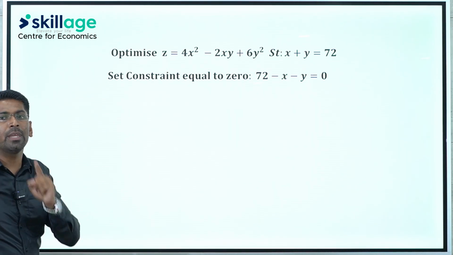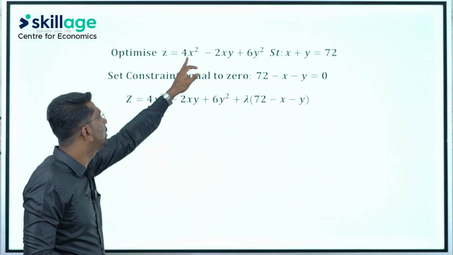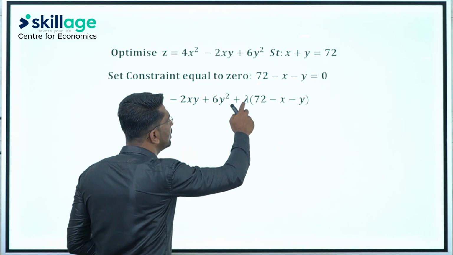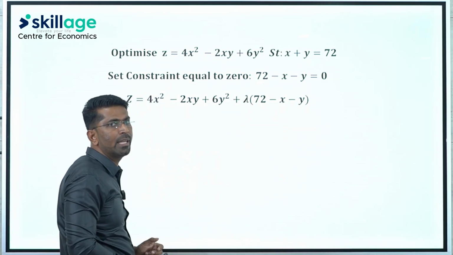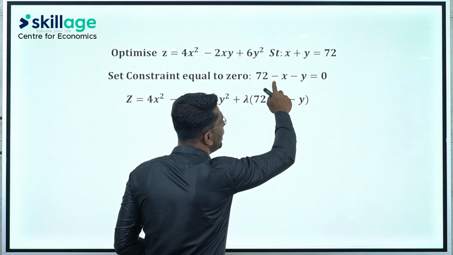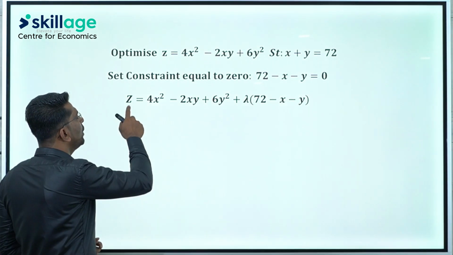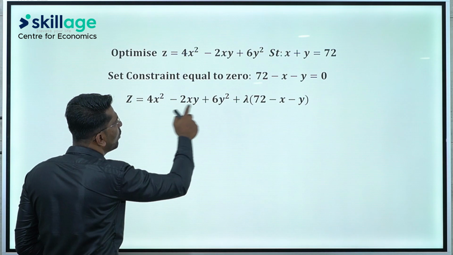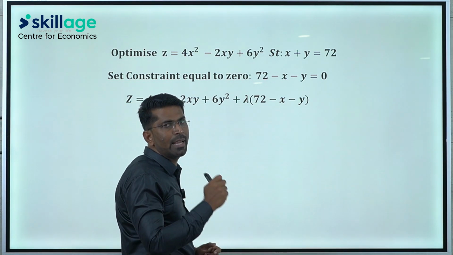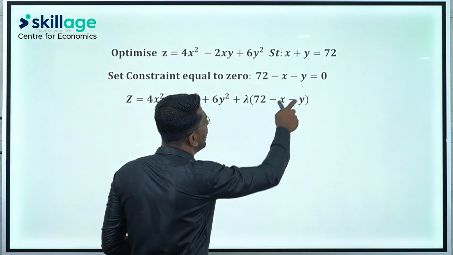Then we are going to form a new function. That function is equal to the objective function plus, see, what is the objective function? That is 4x square minus 2xy plus 6y square, plus we are introducing the Lagrange multiplier, that is lambda, multiplied by the constraint, that is 72 minus x minus y. So you should be very careful how we form this particular function. The new function we are formulating by considering the objective function, and along with it we are introducing a term lambda, and this lambda is known as the Lagrangian multiplier. We will discuss what actually the importance of the Lagrangian multiplier is as well. See, 72 minus x minus y is the constraint.